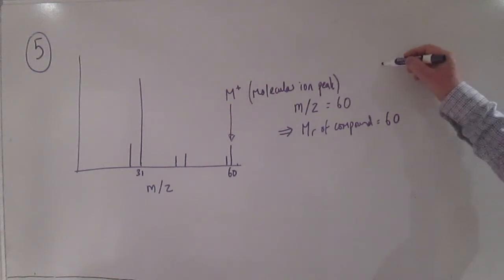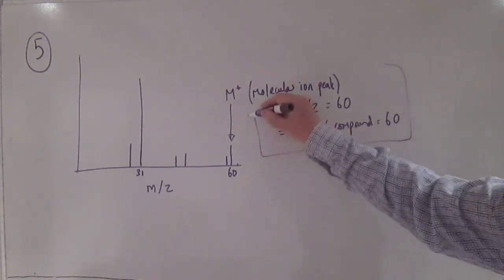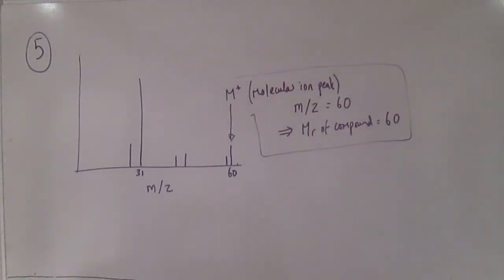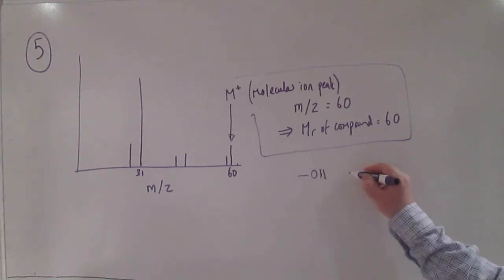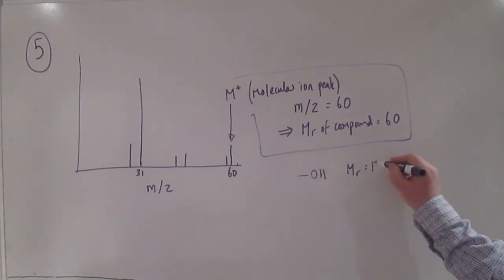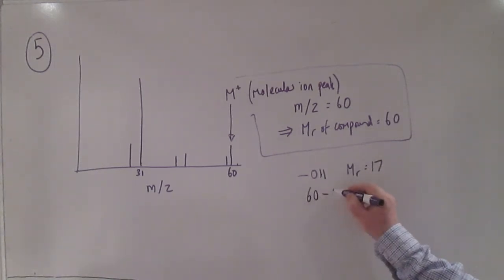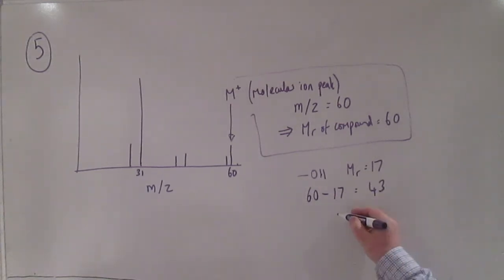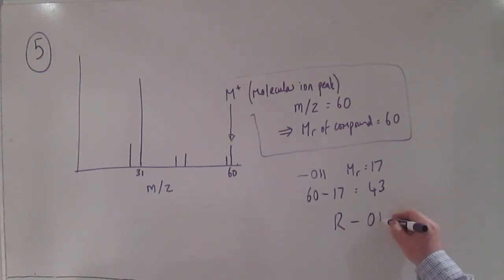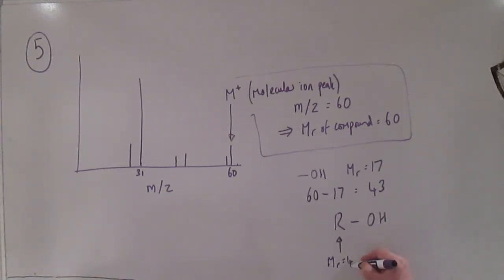And this is what you do with it, and make sure you explain clearly that that's what you're doing. So what do we do with that? Well, we know it's an alcohol, so we know it contains OH, which has an MR of 17, and 60 minus 17 is equal to 43. So if our alcohol is ROH, that bit has an MR of 43.